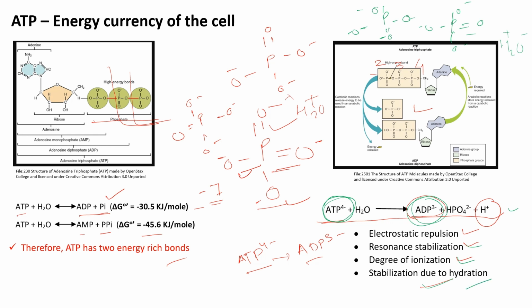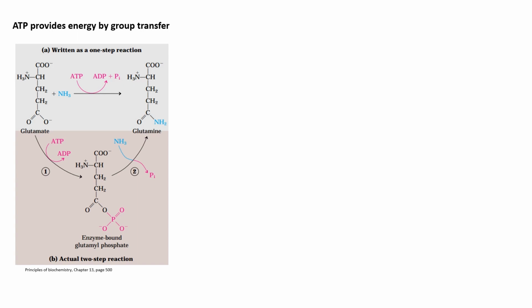Clear? So by seeing the structure formed, by seeing what elements are released, we can say what are the factors by which the reactions are favored in the forward direction, or that particular molecule can act as an energy donor for the biological system. Now, ATP provides energy by group transfer. What do we mean by group transfer? If we see this reaction where glutamate is getting converted into glutamine, though when we write it as a single step, actually the step consists of two sub-steps.